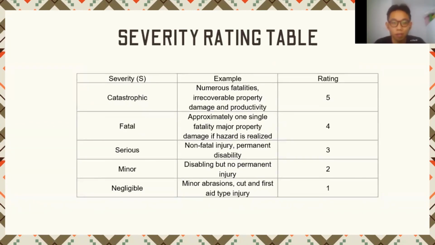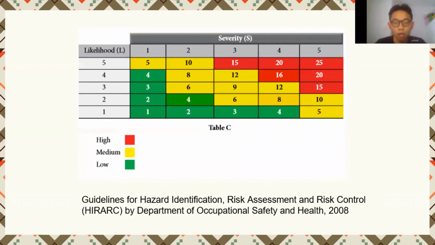For the severity table, if the event can cause catastrophic damage with numerous fatalities, irrecoverable property damage and loss of productivity, we give the rating of 5. And if it's negligible, such as a minor abrasion, cut, or first aid type injury, we give the rating of 1. So this is the outcome, the risk table, which is the outcome from the severity times likelihood rating table.